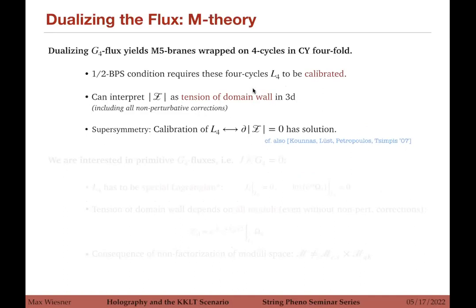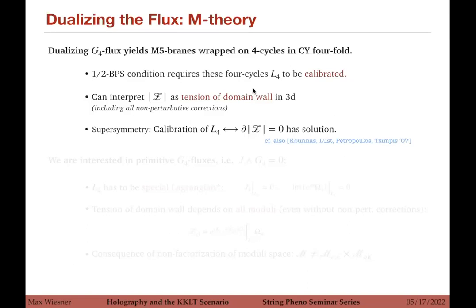The 1/2 BPS condition, which we require in order to have a dual supersymmetric AdS, requires that these 4-cycles L4 should be calibrated in order to preserve some supersymmetry. And then this curly Z that I defined previously, which is essentially e to the K times the modulus of the superpotential, can be interpreted as the tension of a domain wall in 3D, including all non-perturbative corrections. So really, this domain wall in the full theory will be sensitive not just to the Gukov-Witten superpotential, but to the full superpotential, including all corrections.